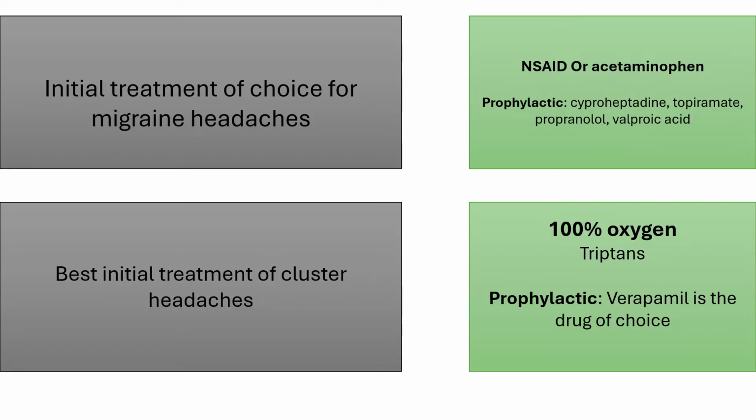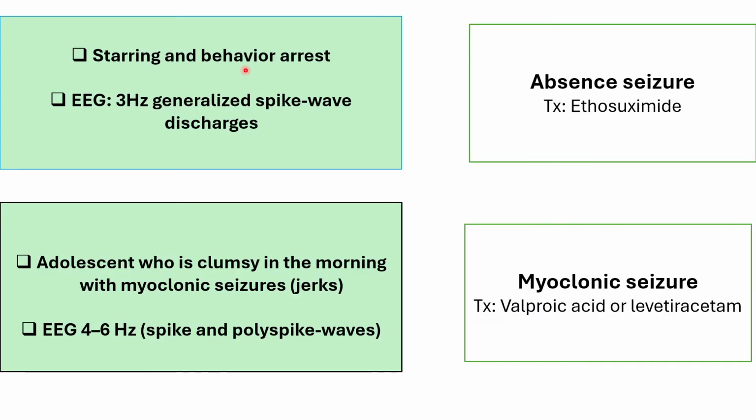Also, triptans may abort the headache. To prevent cluster headaches, verapamil is the drug of choice. Staring and behavior arrest, EEG showing 3 Hz generalized spike wave discharges is absence seizure or petit mal epilepsy, and the treatment is ethosuximide. Adolescent who is clumsy in the morning with myoclonic seizures or jerks, the EEG is 4 to 6 Hz spike and polyspike waves: myoclonic seizure.